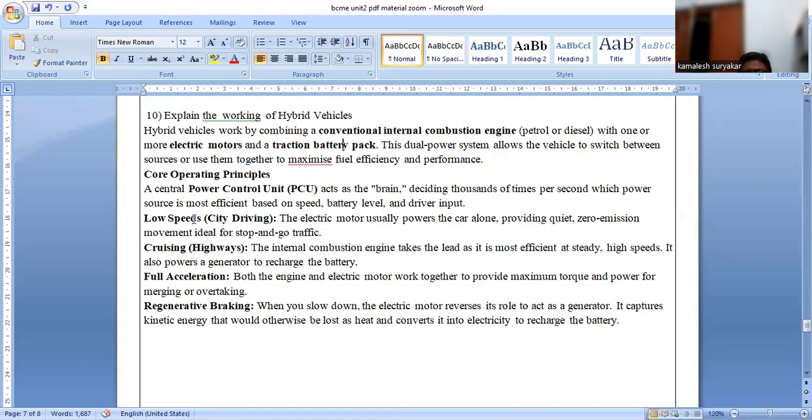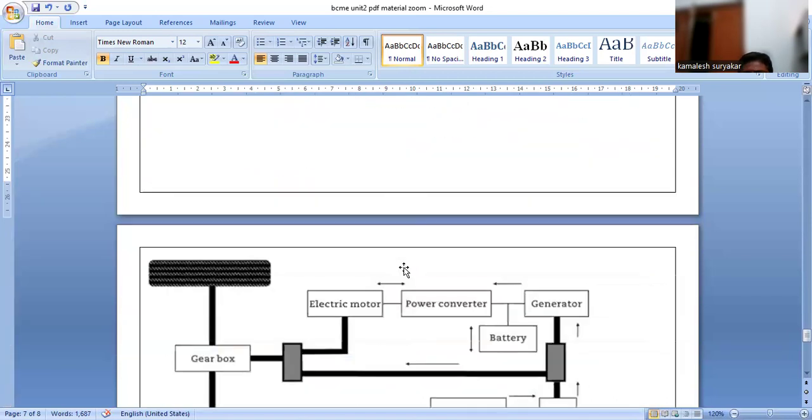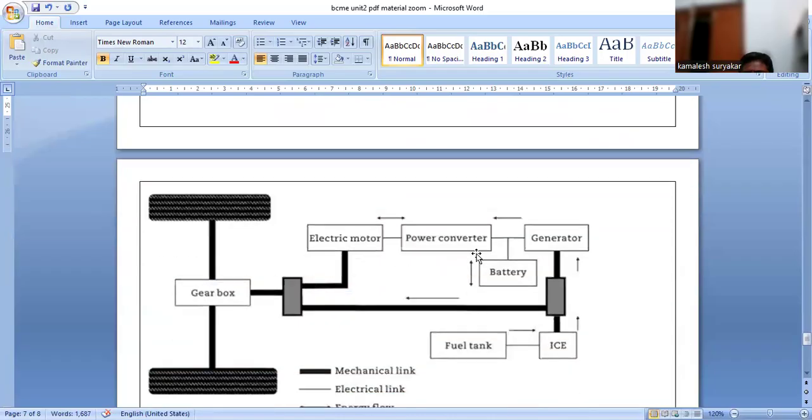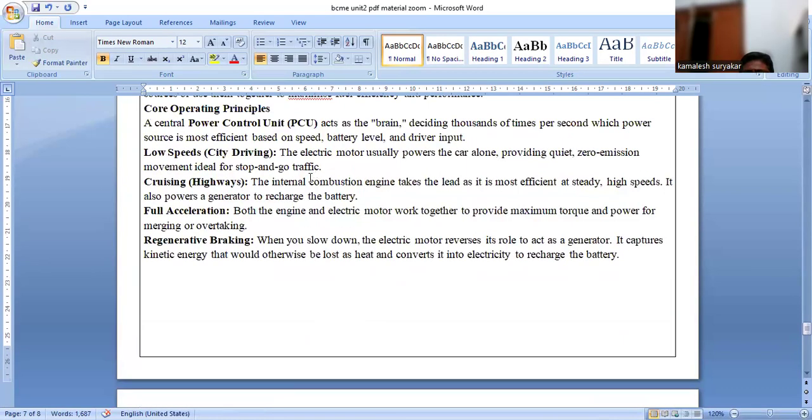Here a central power control unit acts as a brain, deciding thousands of times per second. You can see the power control unit here. It has a power converter which controls the generator and electric motor. It is a connector between these two. This is the brain of the diagram. In low speed city driving, the electric motor usually powers the car alone, so zero emissions are there.